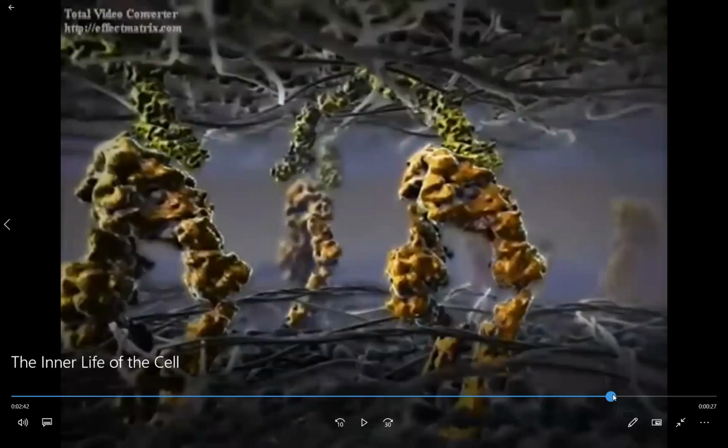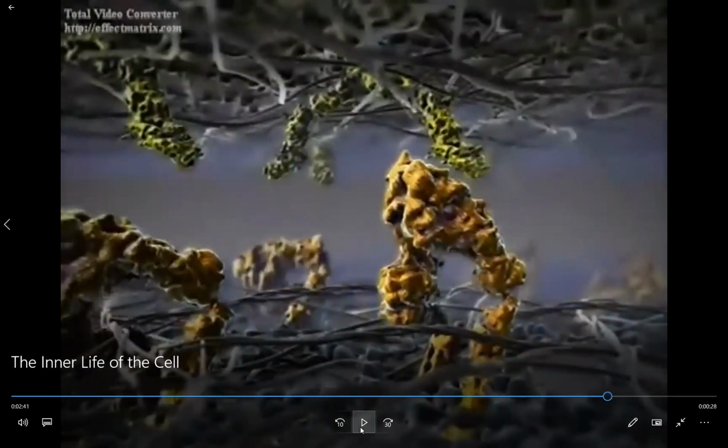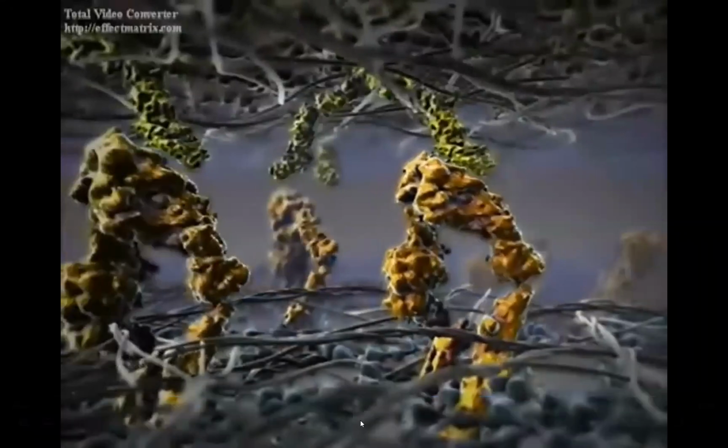And now you can see what this protein did is it actually acted like a little anchor. You can see it's actually grabbing something. So what does it do? Well, take a look.